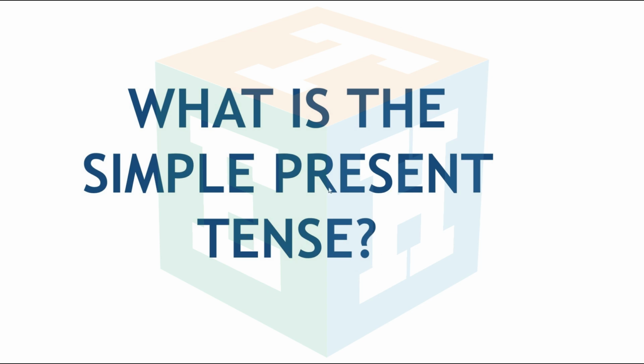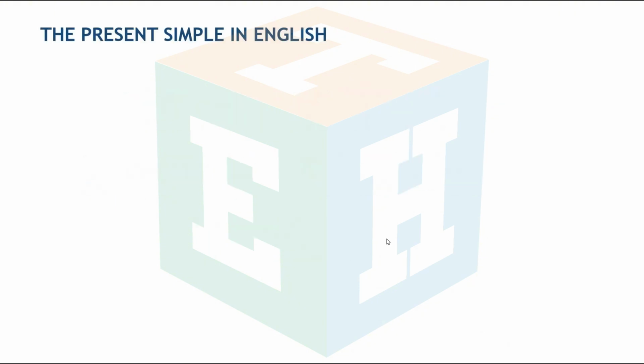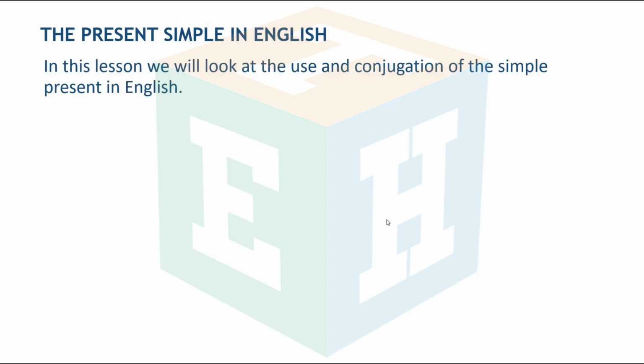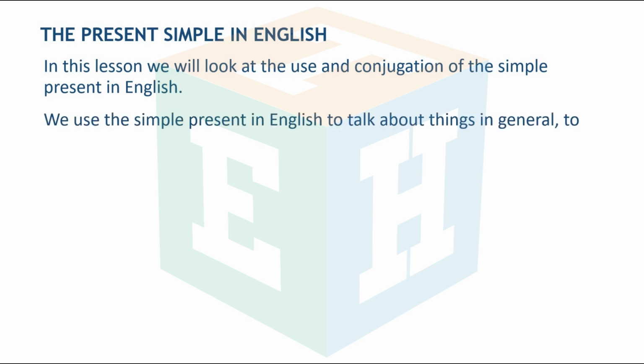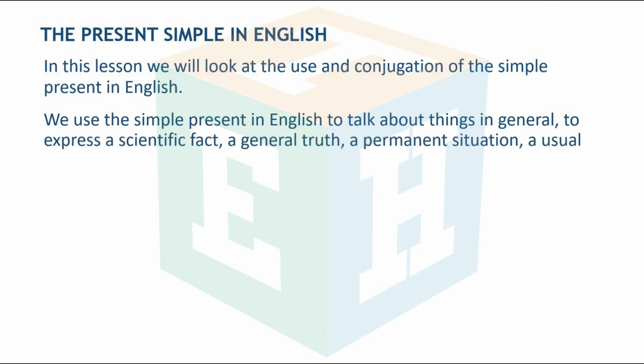Today, let's learn what the simple present tense is. Let's get started. The present simple in English. In this lesson, we will look at the use and conjugation of the simple present in English. We use the simple present in English to talk about things in general, to express a scientific fact, a general truth, a permanent situation, a usual or frequent action.